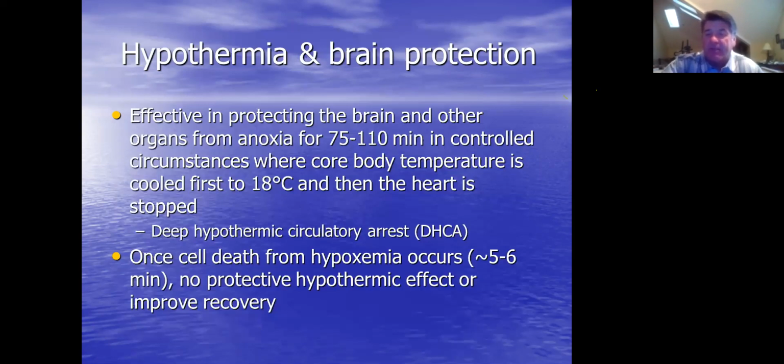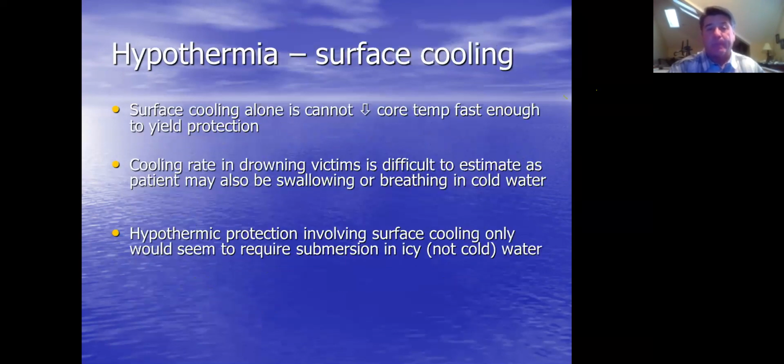Once cell death from hypoxemia occurs, though, there's no protective treatment from hypothermia. Once a cell dies, it's dead, and unfortunately, no matter how cold you make them, they're not going to be protected. Surface cooling alone cannot decrease a core temperature fast enough to yield protection. So blankets and cold things will not help hypothermic drowning victims. The cooling rate in drowning victims is difficult to estimate, as they might be swallowing water as well as breathing cold water. Hypothermic protection involving surface cooling only would seem to require submersion in icy water. So when these people do survive, it's usually when they drown in icy water, not just cold water.